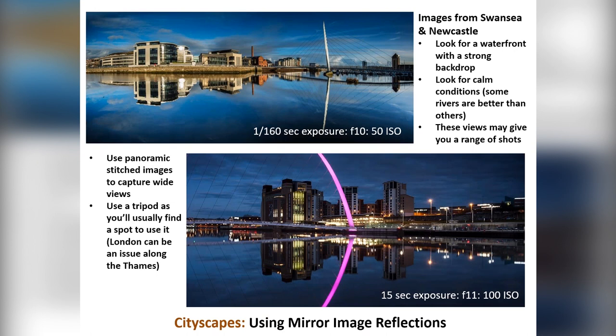These are mirror image reflections. Now, one thing about those cities I mentioned, with the exception of Cardiff, is they all have a river running through the centre. London, Newcastle and Glasgow all have a river. The Thames isn't so good because it's never still, whereas the others are. So you'll find that somewhere like Glasgow and Newcastle are excellent for mirror image reflections. So a flat, calm day, clearly.